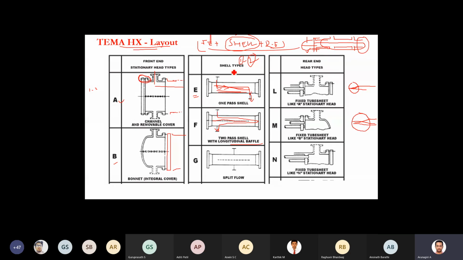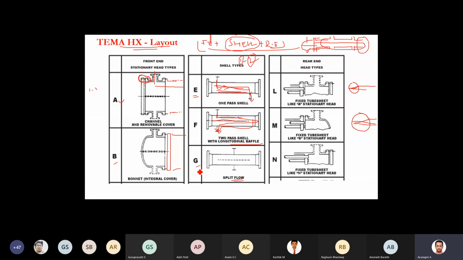Okay. So if you want to increase the effectiveness of the exchanger, if it's about the performance of the exchanger, we can go for this type of baffle arrangement, a longitudinal baffle arrangement, to increase the number of shell passes. The fluid will come and go and come. Here you can have front and rear end, so that the number of tube passes also you can fix.